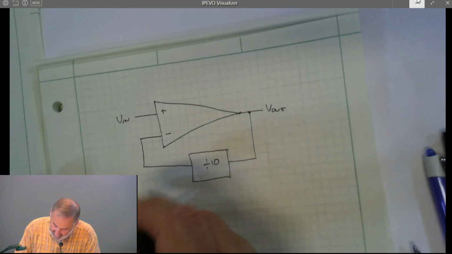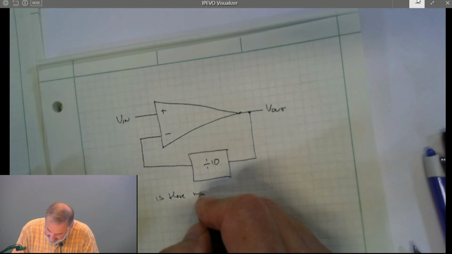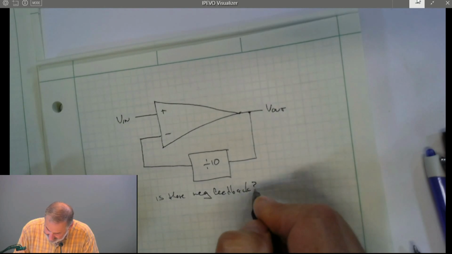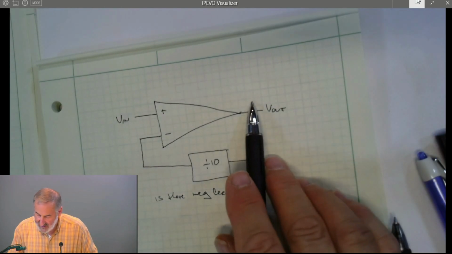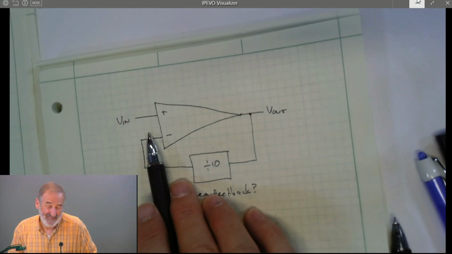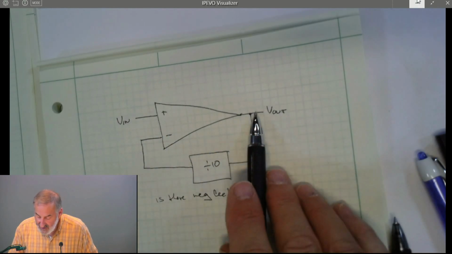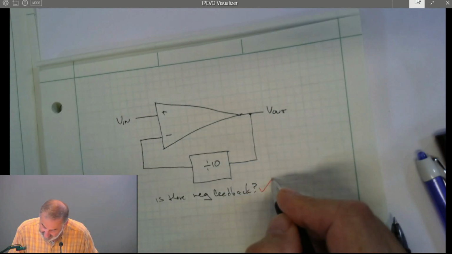So let's apply the golden rules. Is there negative feedback in this circuit? Sure there is. When this output goes up, the negative input goes up. Doesn't go up as much. If this goes up by 1 volt, this goes up by 1/10 volt. But there's no question that the output can affect the negative input, so we definitely have negative feedback.